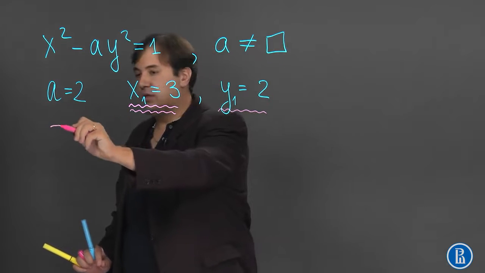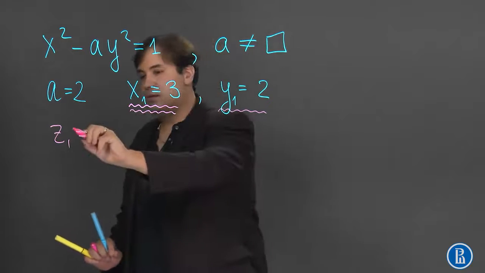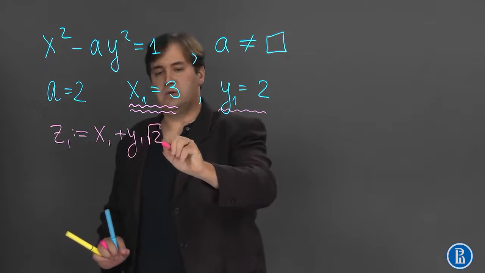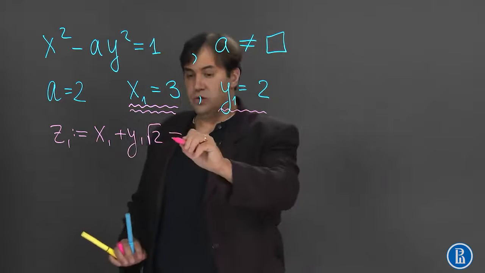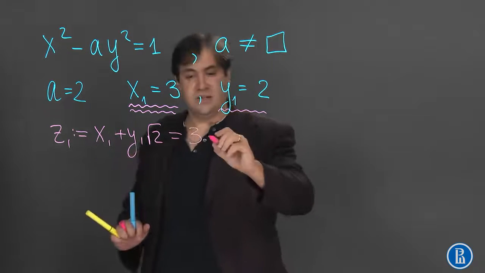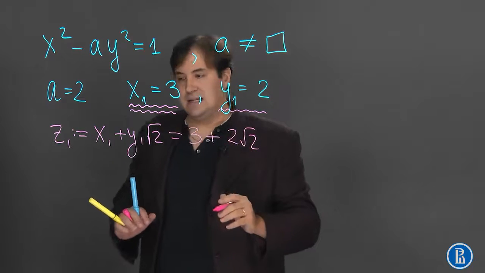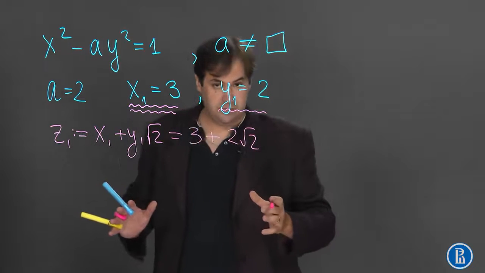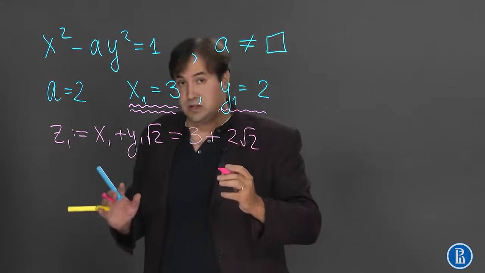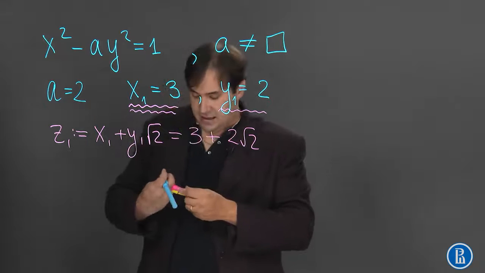Let us denote z1 to be equal to x1 plus y1 square root of 2, which is of course the same as if I had written 3 plus 2 square root of 2. It is a non-integer number, but it is a solution of the Pell's equation in some sense. Now let me clarify this sense.